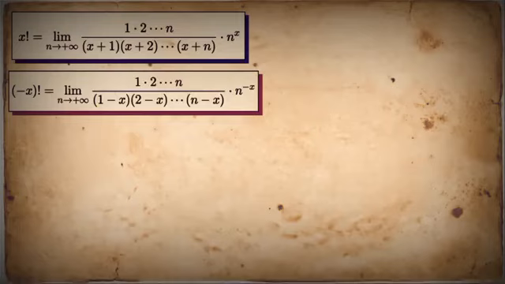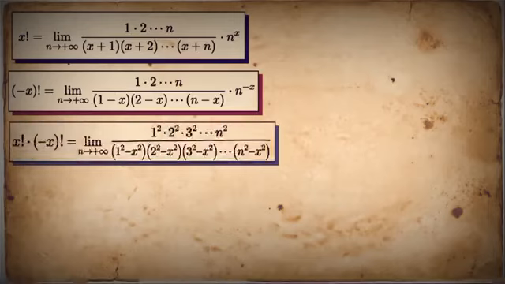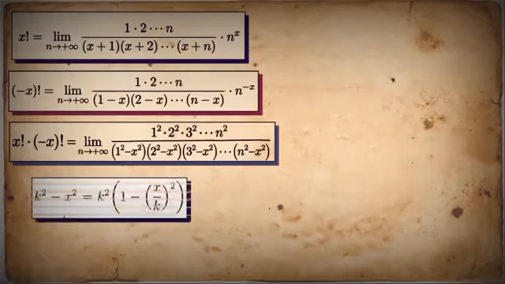Now we multiply these two expressions together. When we multiply the two formulas, the factors of n to the x and n to the negative x cancel each other, since their exponents add to 0. The numerators combine to give the square of the product 1 through n. That is, each integer from 1 to n appears squared. The denominator becomes the product of all factors of the form k squared minus x squared, for k running from 1 to n.